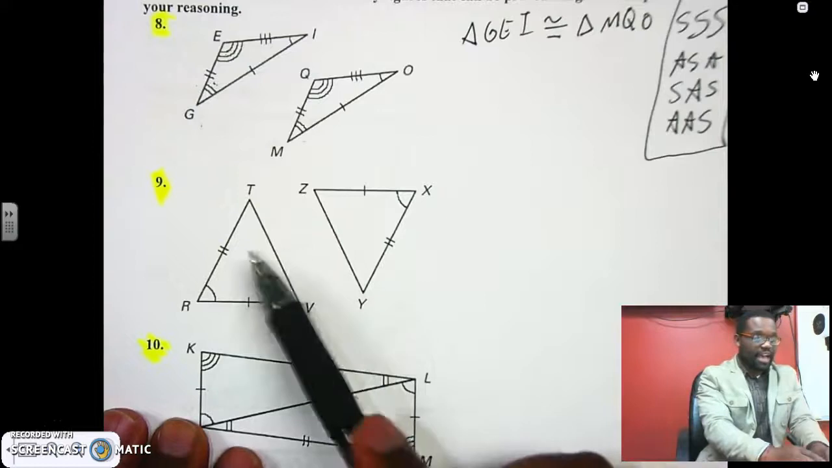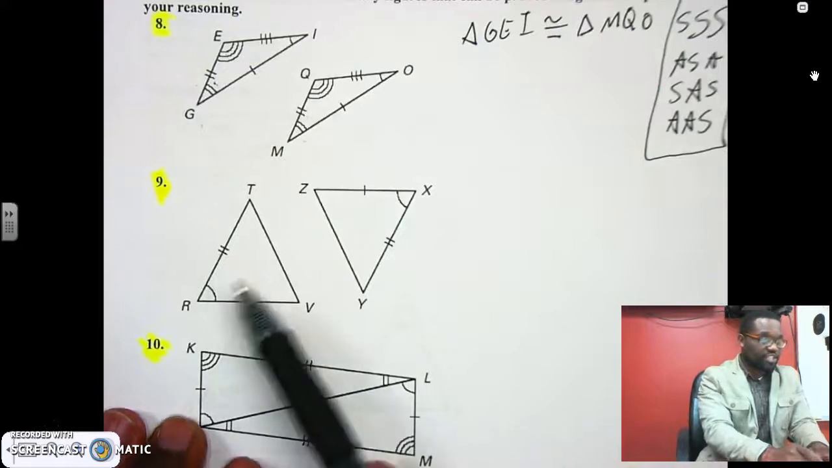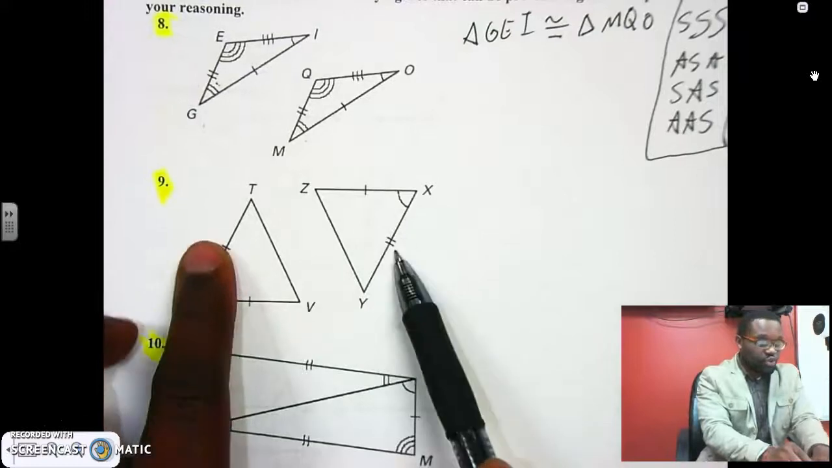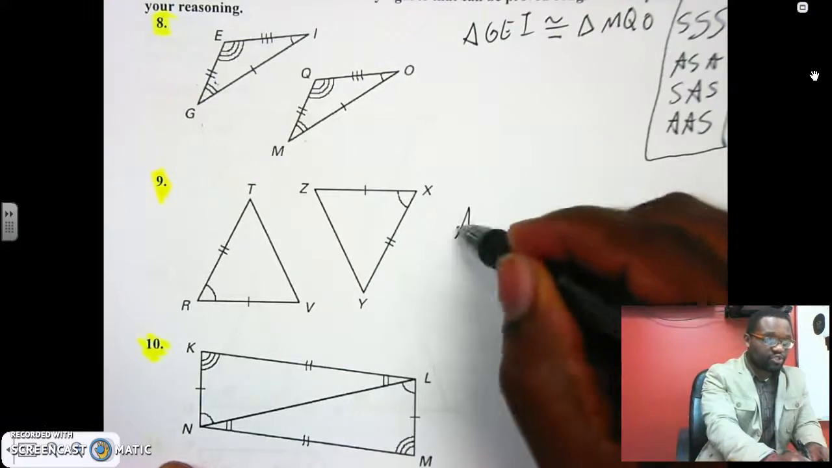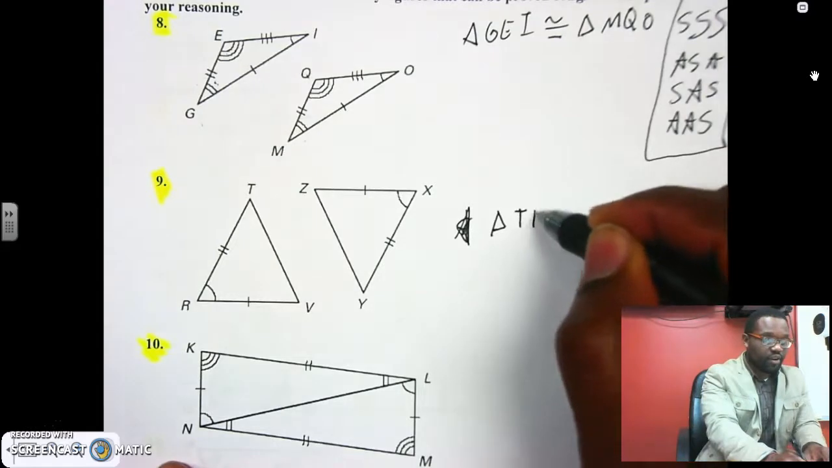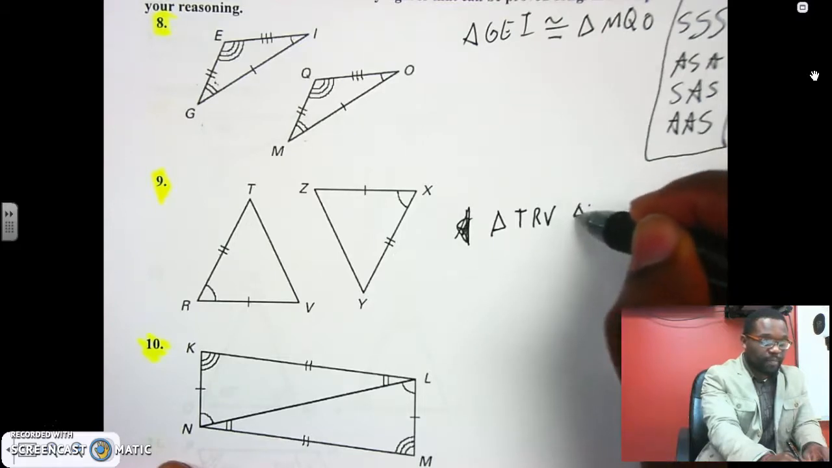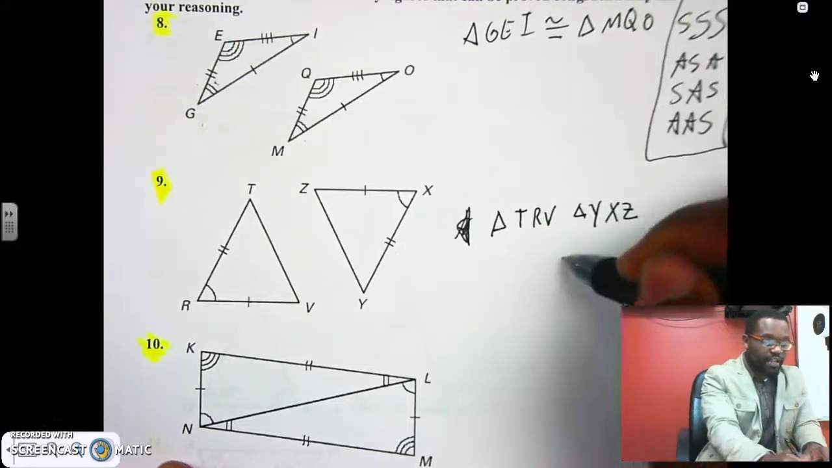Number 9, you have a side, an angle, and a side. Or if you go this way, side, angle, and a side. Do I have that same order in this one? 1 mark, angle, 2 marks. So side, angle, side. Is that one that I could use? Yes. So what you do is you say triangle TRV, that's the way I just chose to go, is congruent to triangle YXZ, and then you would say by side, angle, side.